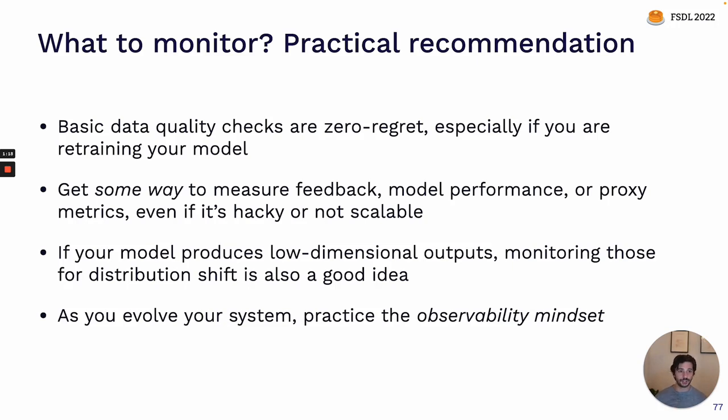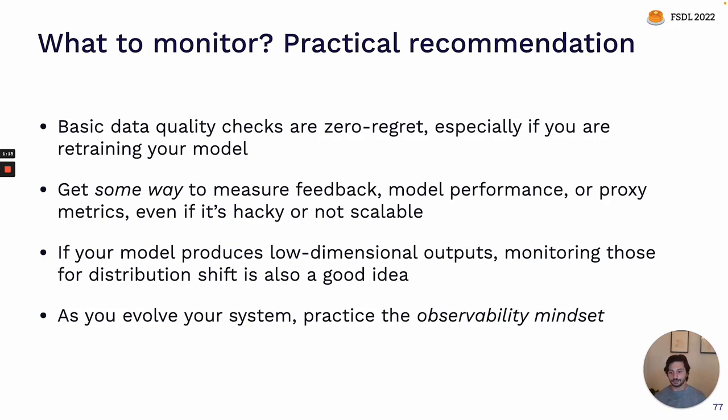The next recommendation is to get some way of measuring feedback or model performance, or if you really can't do either of those things, then a proxy metric, even if that way of measuring model performance is hacky or not scalable. This is the most important signal to look at and is really the only thing that will reliably tell you if your model is doing what it's supposed to be doing or not. And then if your model is producing low dimensional outputs, like if you're doing binary classification or something like that, then monitoring the output distribution, the score distribution, also tends to be pretty useful and pretty easy to do.